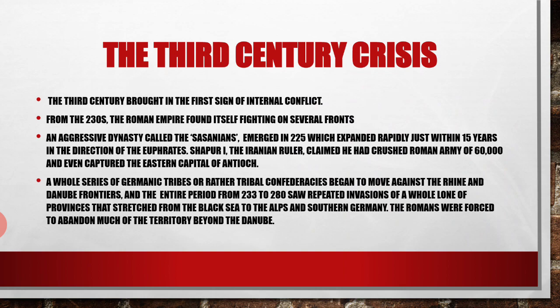An aggressive dynasty called the Sasanians emerged in 225, which expanded rapidly just within 15 years in the direction of the Euphrates. Shapur I, the Iranian ruler, claimed he had crushed a Roman army of 60,000 and even captured the eastern capital of Antioch.